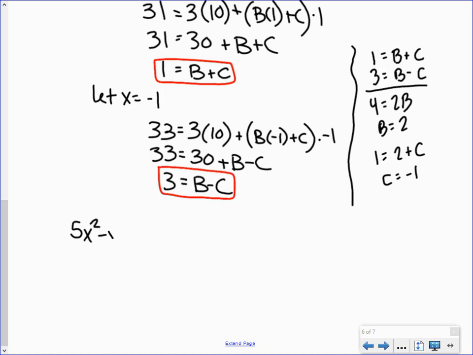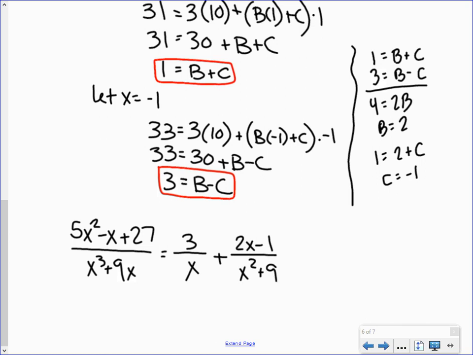5x squared minus x plus 27 over x cubed plus 9x equals, and we decided a was 3, so 3 over x plus bx plus c, so 2x minus 1 over x squared plus 9. It feels like a lot more work, but is it really that terrible? No. You know, it's the plugging in of the number, right? But it's not that terrible.